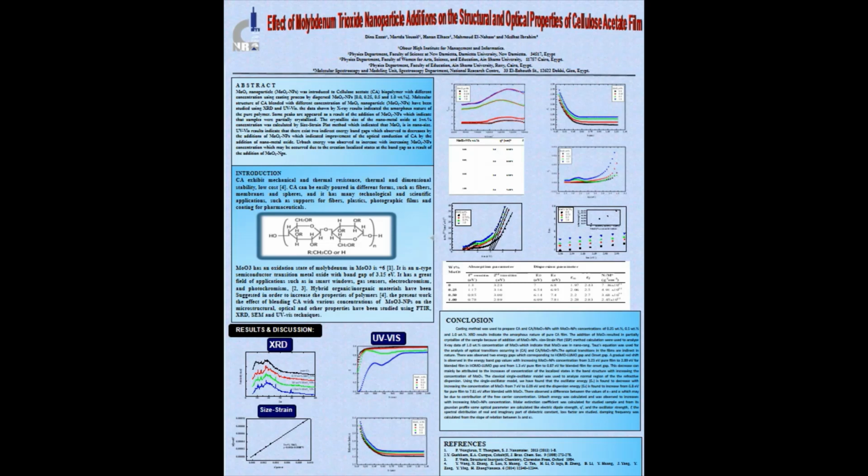X-ray diffraction results indicate the amorphous nature of the pure cellulose acetate film. The addition of molybdenum trioxide nanoparticles resulted in partially crystallized samples. Size strain plot method calculation was used to analyze X-ray data of the higher concentration of molybdenum trioxide nanoparticles, which indicated that the molybdenum trioxide was in nanorods.